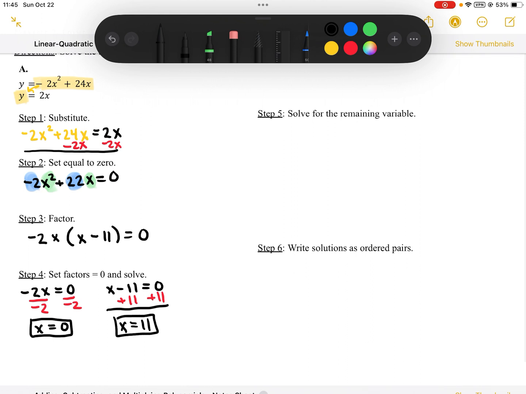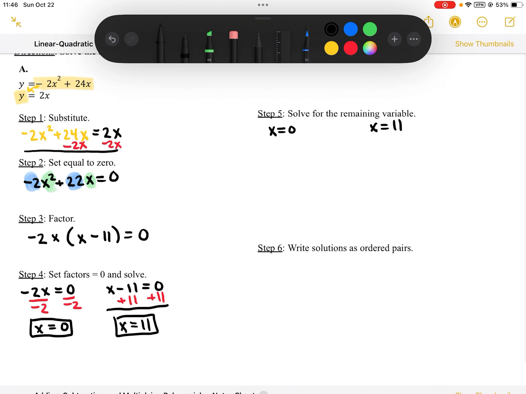So this is not my solution yet. I need to write these answers as ordered pairs. So I need the x and the y value. So for step 5, I'm going to solve for the remaining variable. So I'm going to take my x values. So I have x equals 0 and x equals 11.